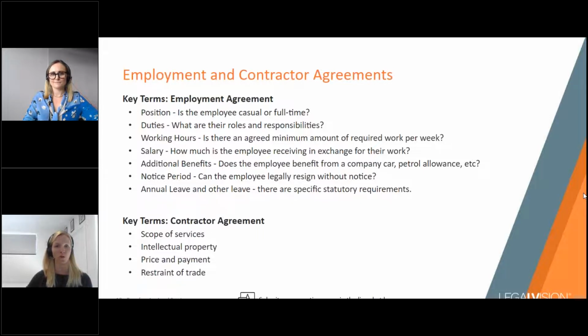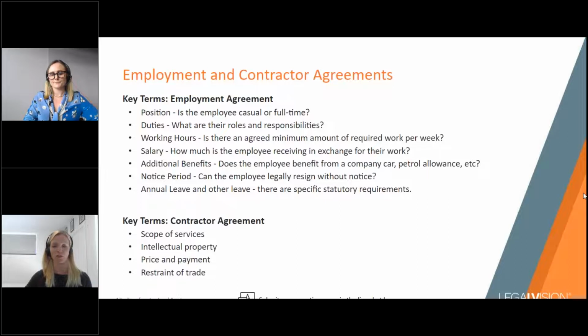It is also common for employees to be provided additional benefits such as a company car, a petrol card, mobile phones and laptops. You should also set out how that employee can end their relationship with you. How much notice do they have to give you? It's quite common for it to be 4 weeks, is one that I've seen quite often.